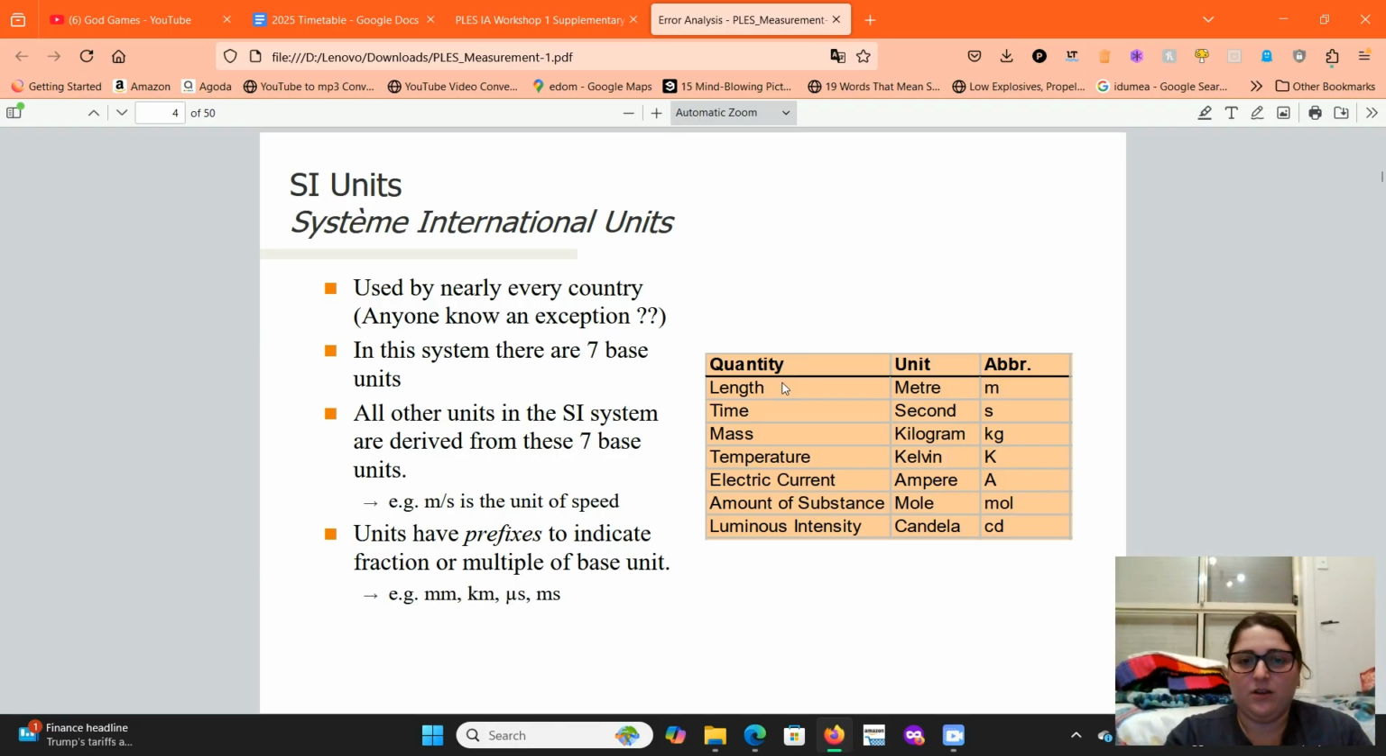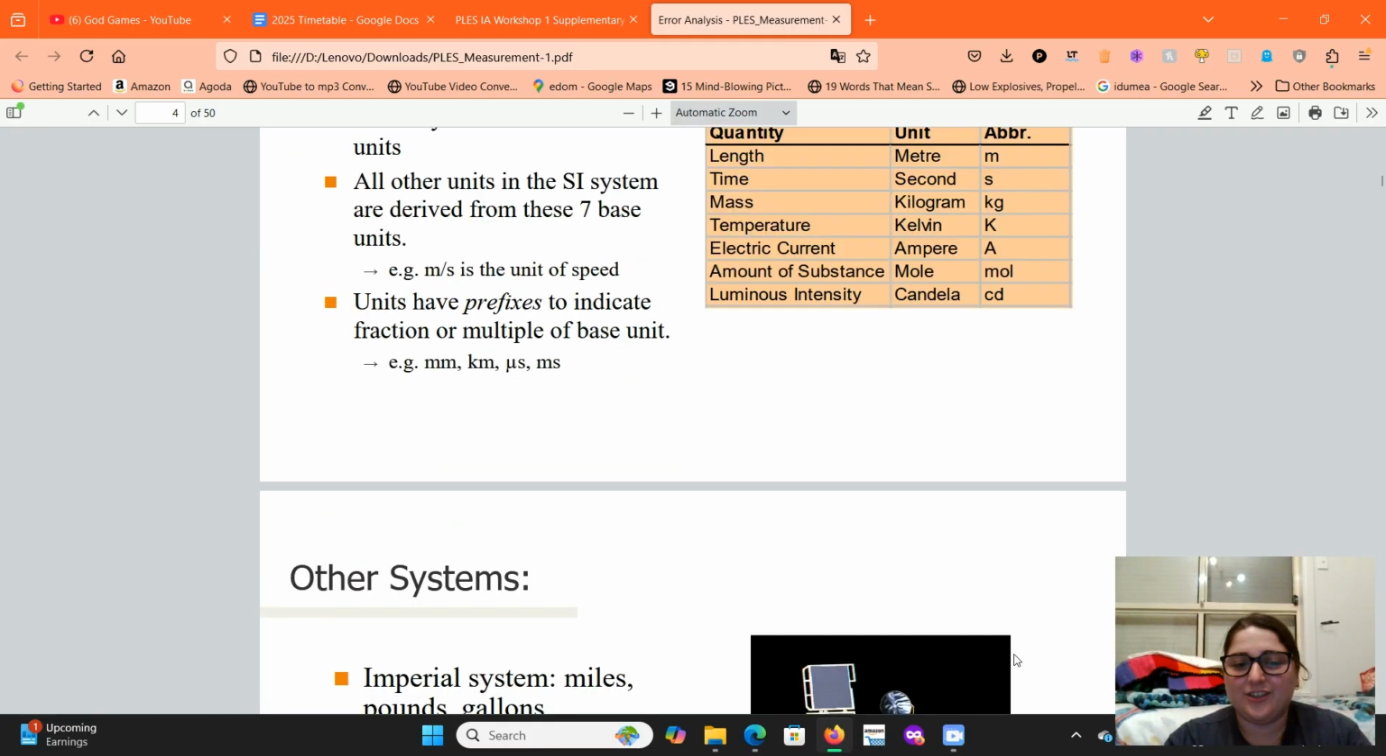So quantity, what type of measurement it is, if it's length, time, mass, temperature, electric current, amount of substance or luminous intensity, what the unit is for that, so meter, second, kilogram, Kelvin, ampere, mole, or candela, and lastly what the abbreviation is. Okay, we're not so interested in this middle column here. This is more for your understanding, but we will be using the abbreviations a lot.